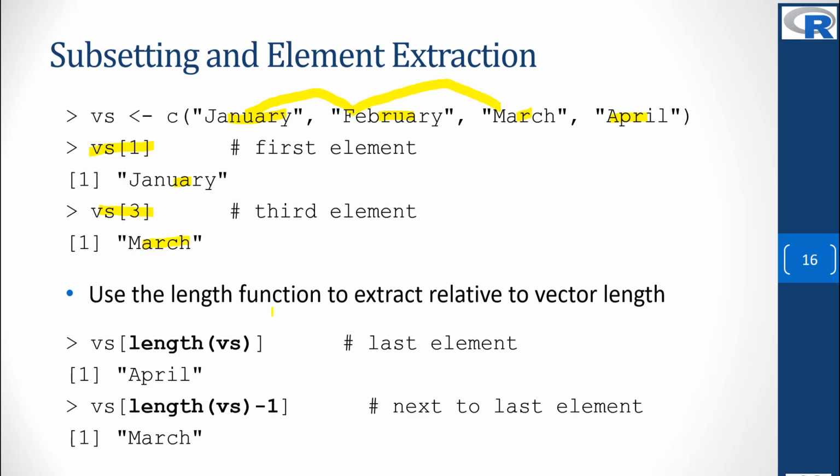Here's an interesting way to get the last element of this vector. The length of this vector is 4, and so we're calling the function length, which will return 4, and we're putting it in square brackets, and then we're accessing that element, and this returns the fourth element, the last element in the vector. We want to do it relative to the length. We're subtracting 1 from the length here, and that's the third element, so that's March.